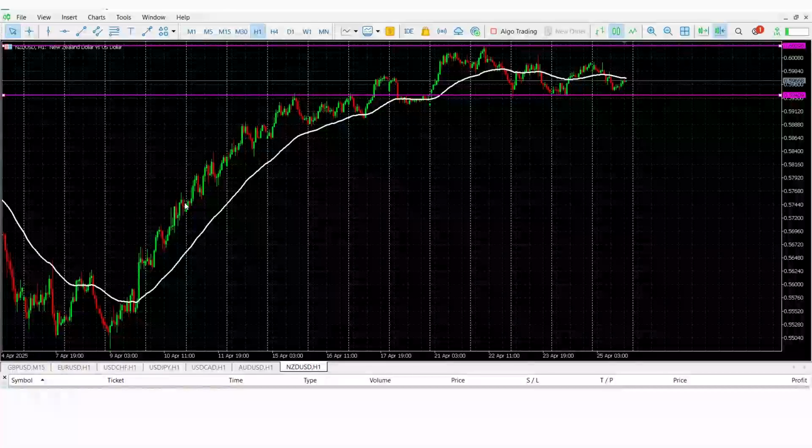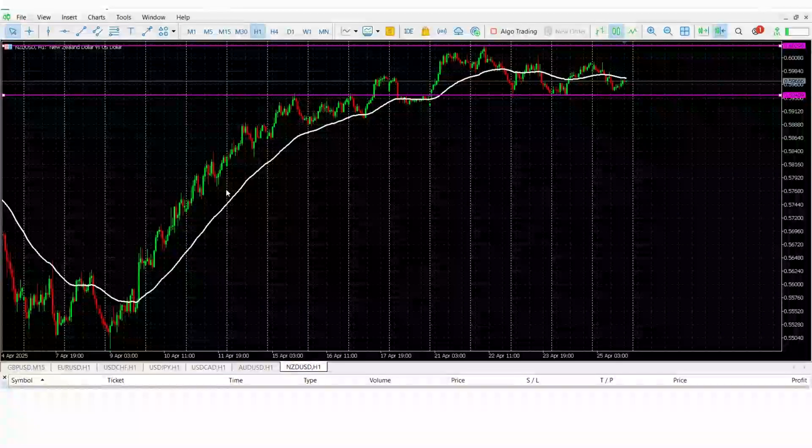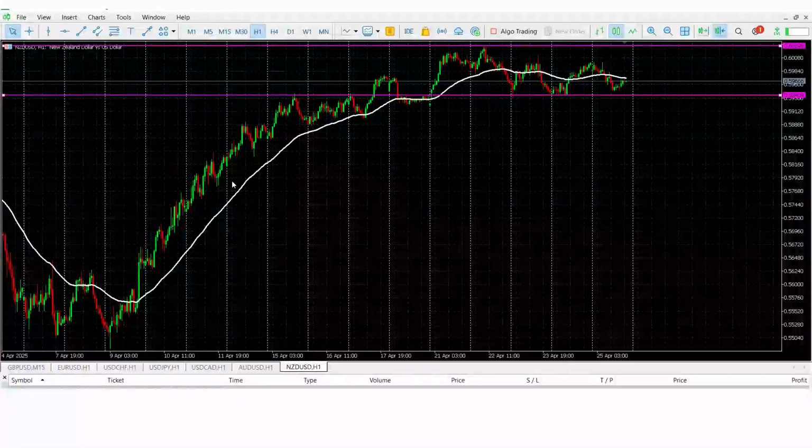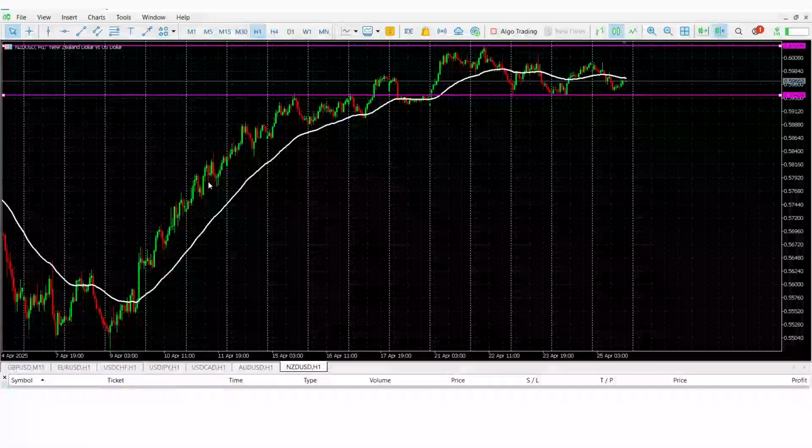So with this, the moving average is perfect. The strategy is perfect. You use the moving average. Each time price comes to the moving average, you take a buy trade, right? Because the price is clearly in an uptrend. So the moving average in this scenario is acting as a dynamic support level, right?